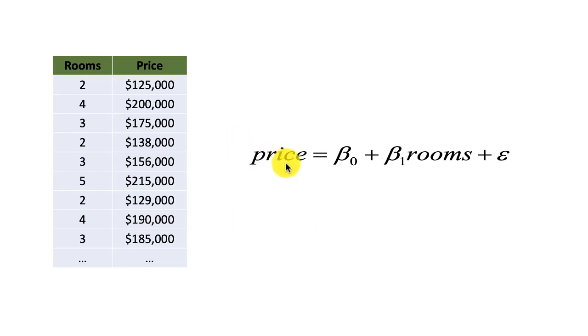Okay, so now I'm saying that we want to predict price in terms of the number of rooms. So I'm writing the regression equation as price equals beta 0 plus beta 1 times number of rooms plus the error term. Or alternately, I could have written price hat equals beta 0 plus beta 1 times number of rooms, right? Because once you put the hat here, you take out the error term.